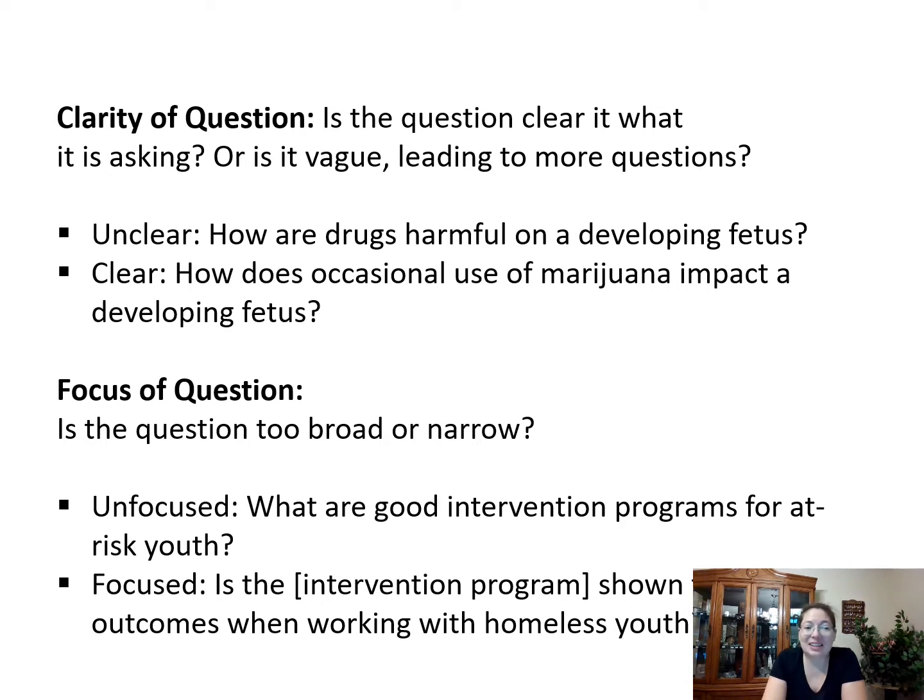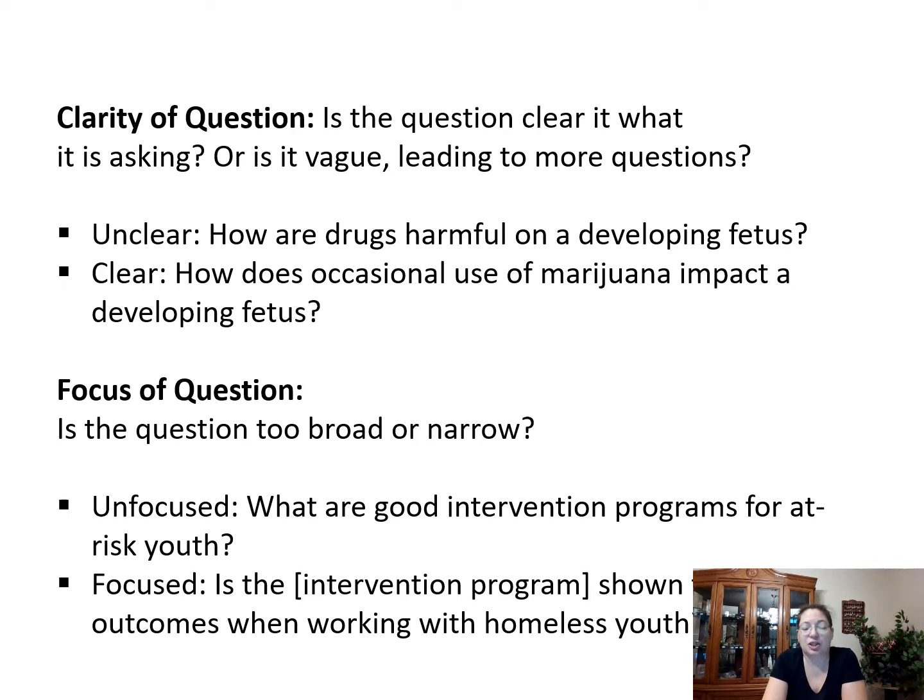An example of an unclear question would be, how are drugs harmful on a developing fetus? Already we're making a judgment here that drugs are harmful. And drugs itself is just a very, very vague term. It could mean pretty much anything. A more clear research question would be, how does occasional use of marijuana impact the developing fetus?